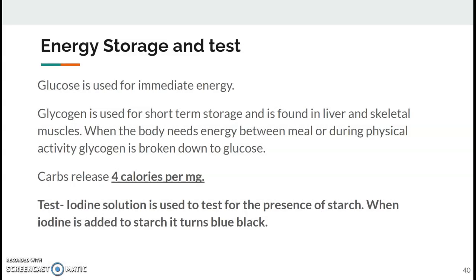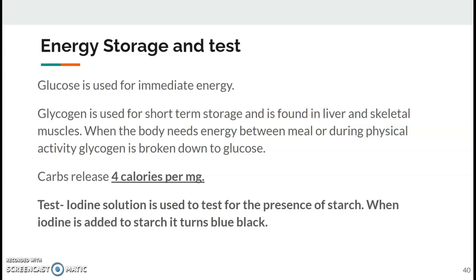Glucose is stored for using immediate energy. Glycogen is stored for short-term energy, and it is found in the liver and skeletal muscles, right? So when the body needs energy between meals or during physical activity, glycogen is broken down to glucose to give you that immediate energy. So that's what we mean by short-term energy storage, right? It's stored in the liver and the skeletal muscles in the short term. But when you need it right away, it's broken down into glucose and you use that for your immediate energy.